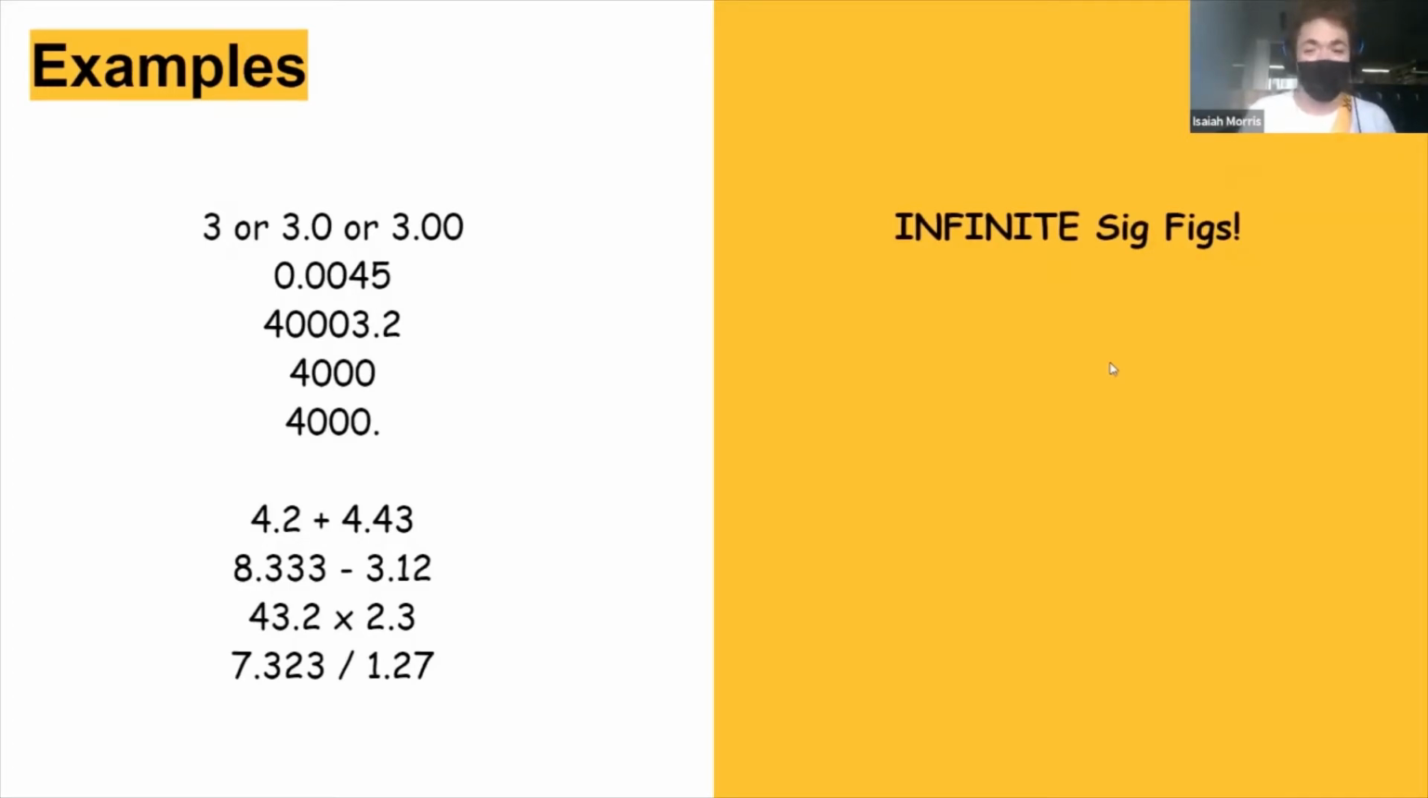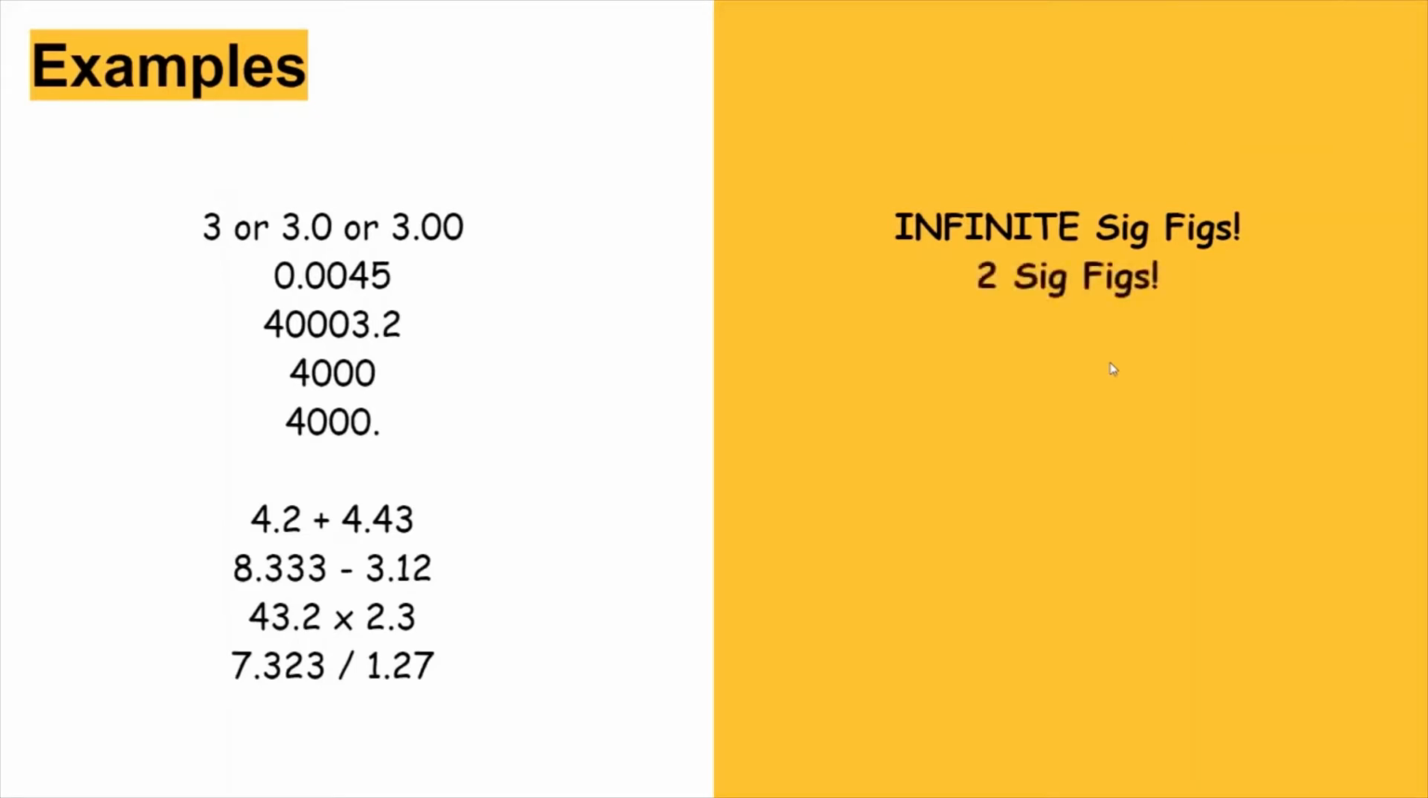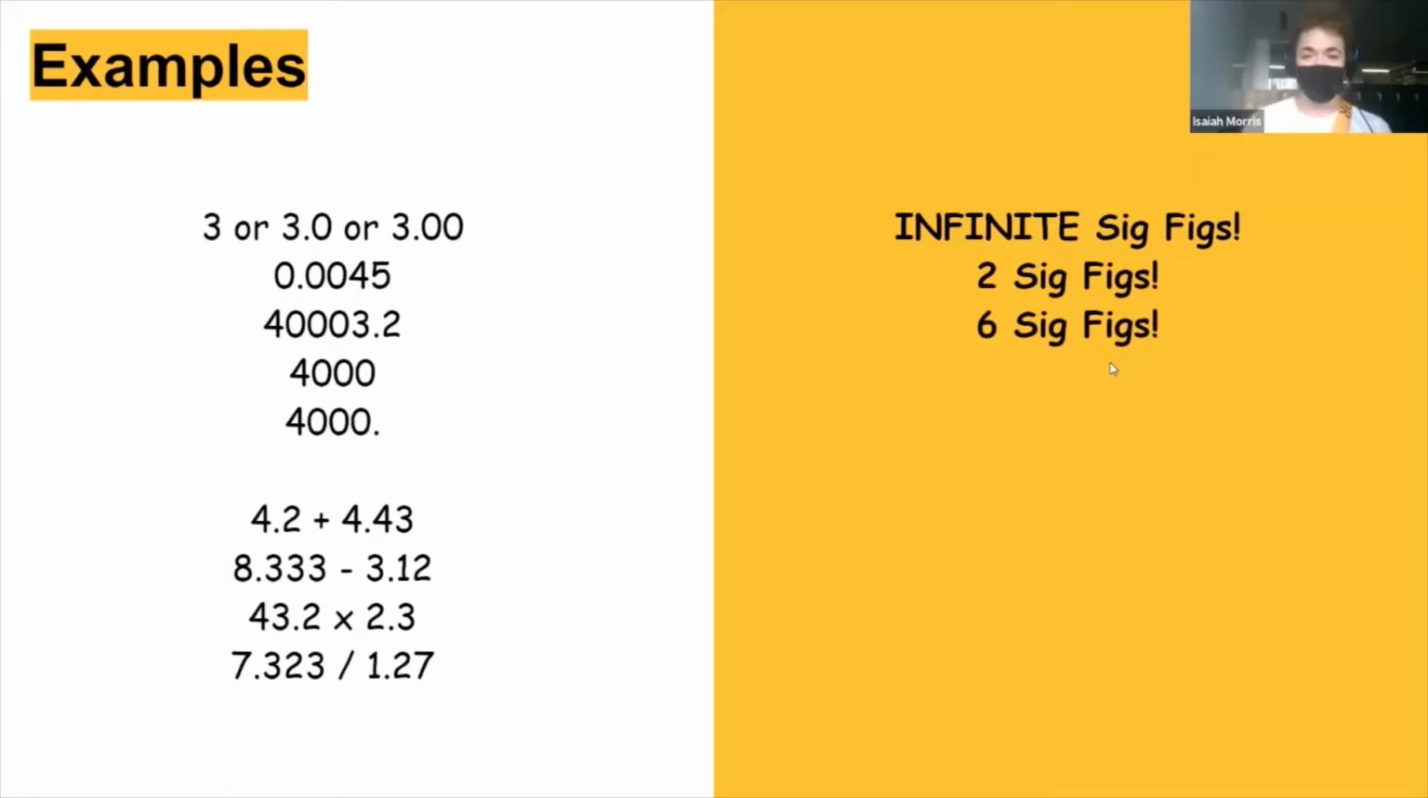So now we're going to the next one. Yeah, no problem. So we have 0.0045. Would anyone like to tell me how many sig figs this has? 2. There you go. Boom, nice job. 2 is correct. All right, let's go to this next number. 6. There you go. You guys are on a roll. All right, let's go to the next number.